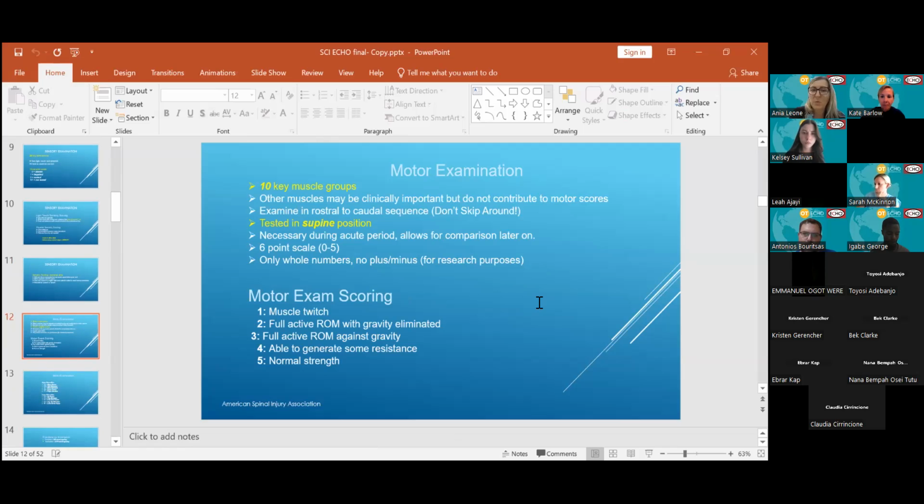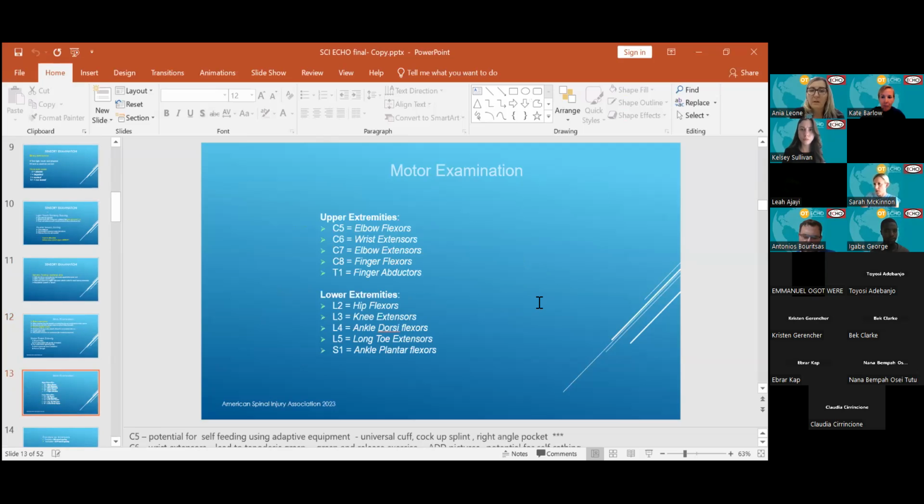So there are key motor groups to motor examination when it comes to the ASIA scale. I'm not going to go through your 6-point scale, obviously, from muscle twitch to full activation to normal strength. I've listed here both of the 10 key muscle groups for lower and upper extremity, but obviously we'll focus on upper extremity.